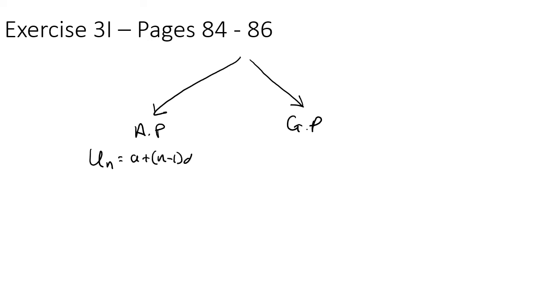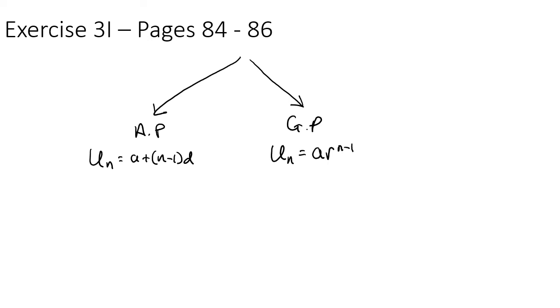Okay, you should now be able to do exercise 3i on pages 84 to 86. So with these questions, decide whether it's arithmetic, I'll just put AP, or geometric. So we can call these things an arithmetic progression or a geometric progression. So with arithmetic, our nth term is going to be a plus n minus 1 d. With our geometric, our nth term is going to be a times r to the power n minus 1.